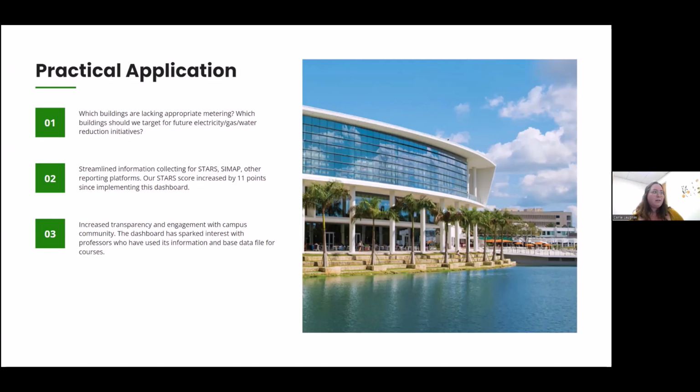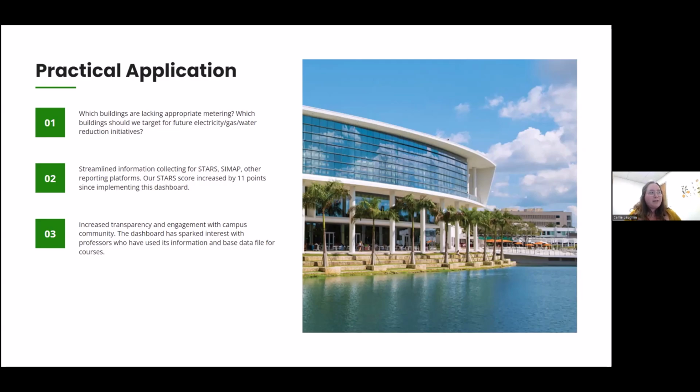It has also allowed us to see which buildings we need to target for future electricity, gas, or water reduction initiatives? Because as I showed you, we can go in and look at all of the dorms together, if we want to, because they have a similar building use. We can see which dorms are consuming the most water. Should they be consuming that much water? Is there anything we can do?